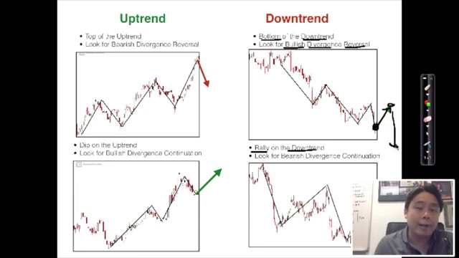Now, if you see it's a downtrend and it happens to be at the top of a downtrend, at the rally over here, what do you anticipate? You anticipate it's going to go down, right? So we are bearish. So again, for this case, we look for a bearish divergence. And it's a continuation pattern. We're looking for the downtrend to continue. Okay? So these are the 4 scenarios.